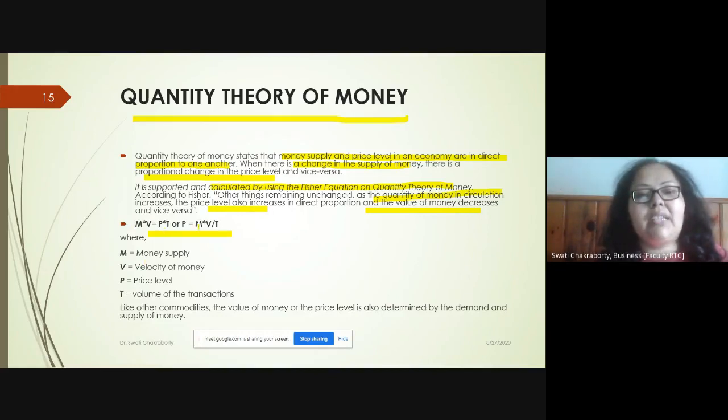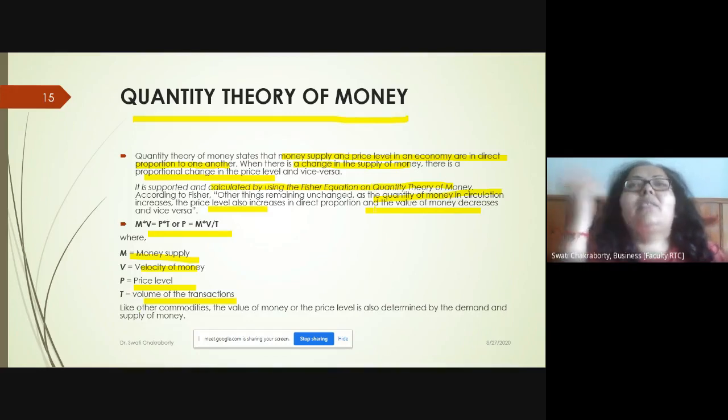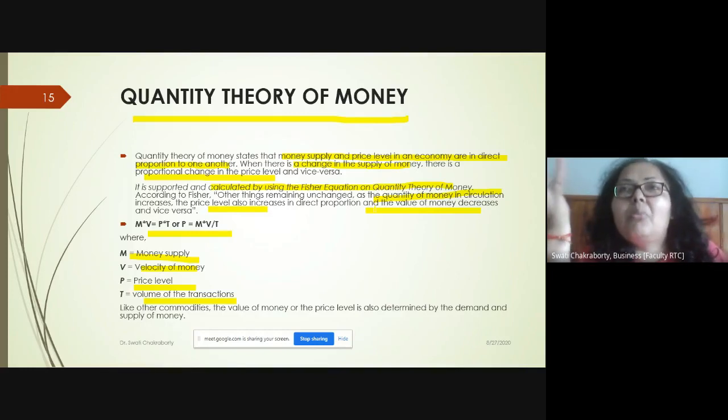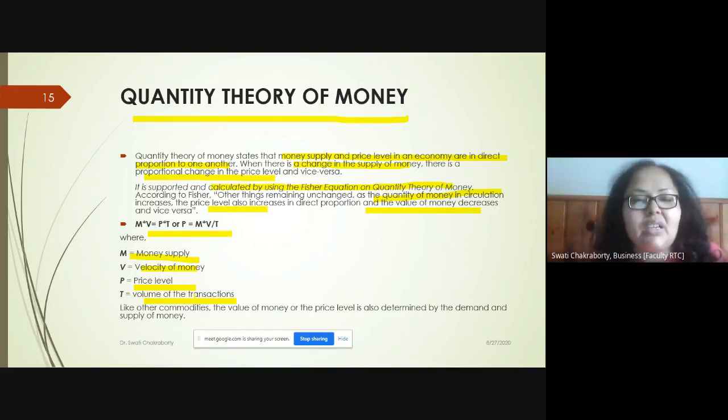MV = PT, or if you simplify, P = MV/T. M is the supply of money, V is the velocity of money, P is the price level, and T is the volume of transactions. Why is the value of money decreasing here? Because the price is going up, so the purchasing power of money decreases. That's why the value of money decreases. Like other commodities, the value of money or the price level is also determined by the demand and supply of money.